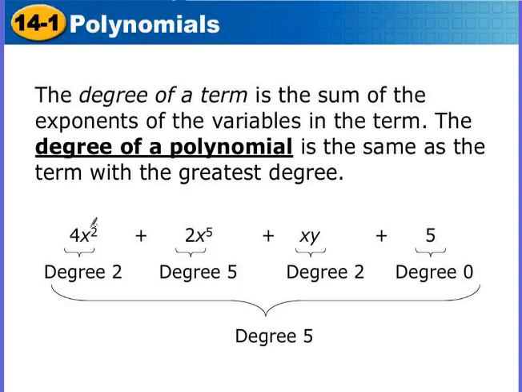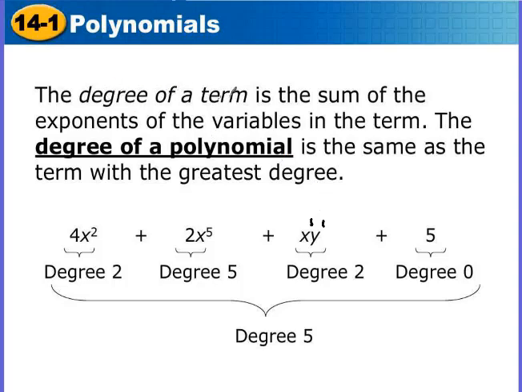Okay, so let's look. We've got this 4x squared as a term. So we've got the 4 and this x squared part. That determines the degree of this monomial. And because the exponent is a 2, this one is to the second degree. This one is to the 5th degree. But this one, how come it's to the second degree? Well, if you look at this, the exponent on the x is a 1. The exponent on the y is also a 1.